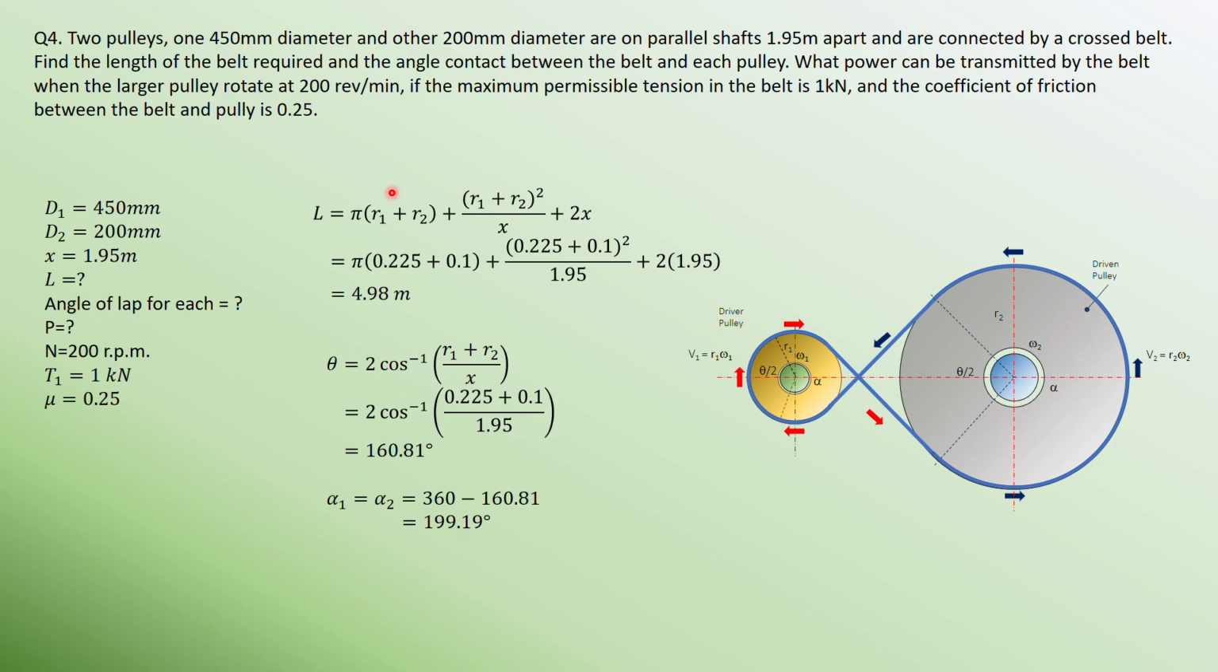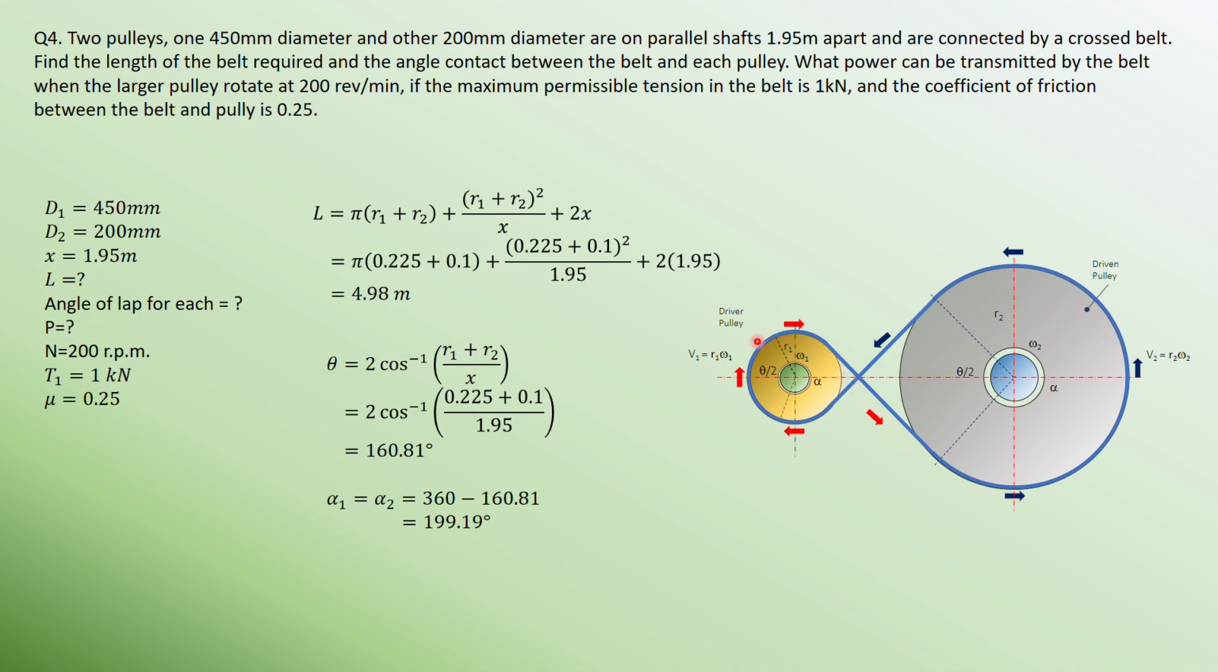Two pulleys, one is 450 mm diameter and the other one is 200 mm diameter, are on parallel shafts which are 1.95 meter apart. So the center to center distance from one pulley to the next pulley is 1.95 meter, and they are connected by a cross belt. So this is a cross belt drive.